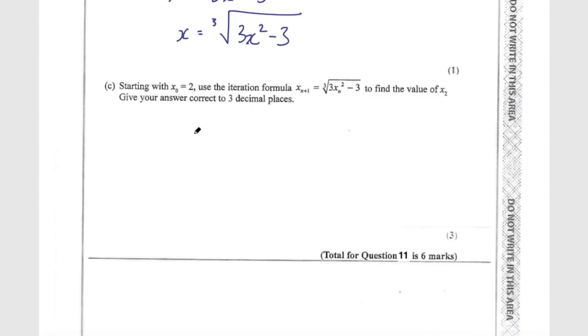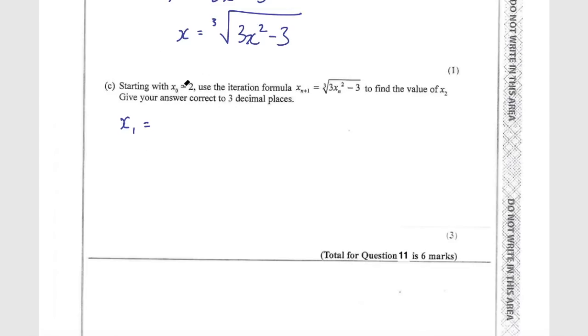Part C says, starting with x sub 0 equals 2, use the iteration formula x sub n plus 1 equals the cube root of 3x sub n squared minus 3 to find the value of x2. Give your answer correct to 3 decimal places. So I have done a video on iterations and I talk about what this notation means, but basically we need to substitute the x0 into this equation to find x1, and then take the value we get for x1 and substitute it into the equation again to get x sub 2.